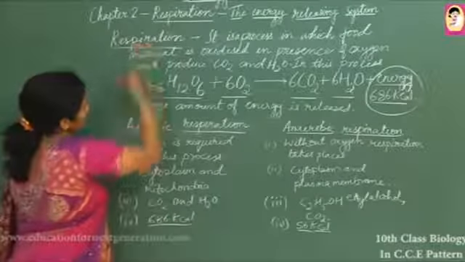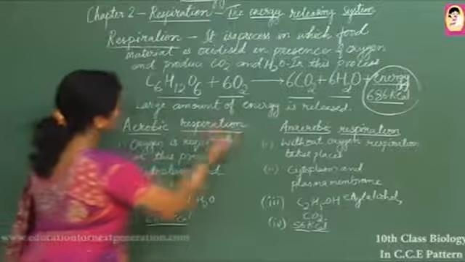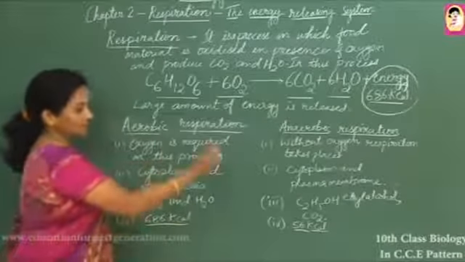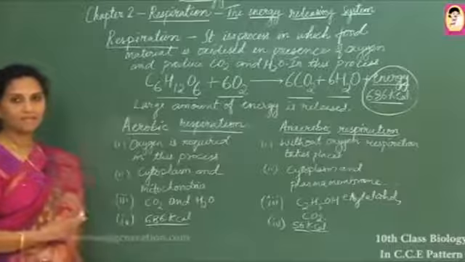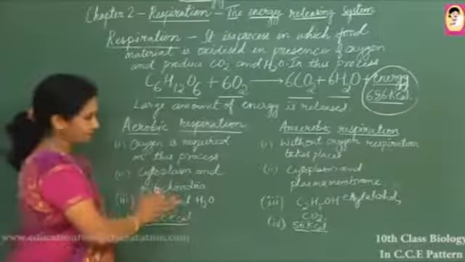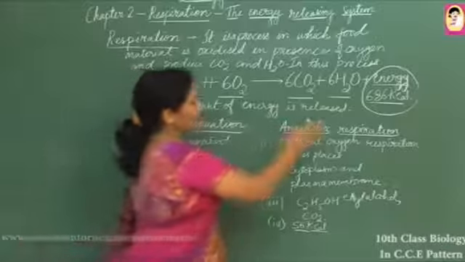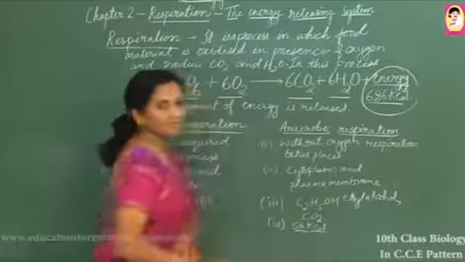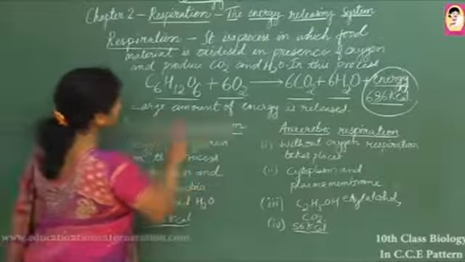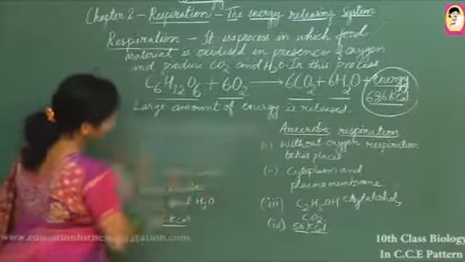So this way respiration can be classified in two ways, aerobic and anaerobic respiration. Both aerobic and anaerobic respiration take place in all living forms. Aerobic respiration we can see in higher animals and plants. Anaerobic respiration we can see in bacteria. Now let us see what is the difference between respiration and breathing.